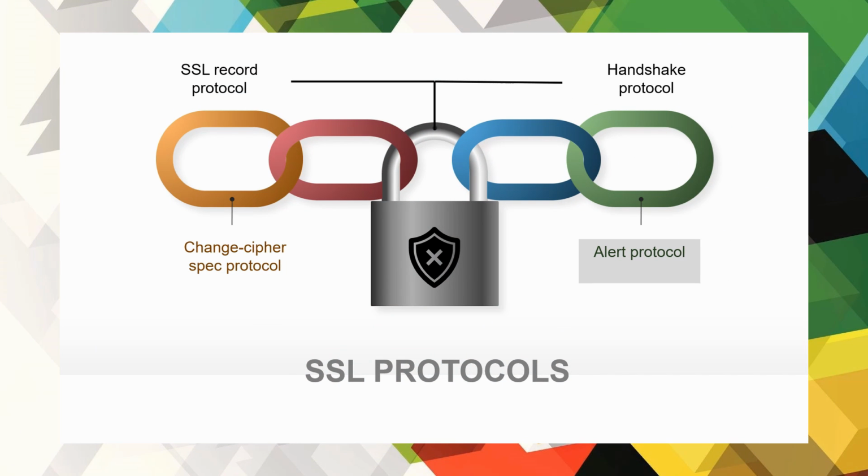Alert protocol. The role of this protocol comes into play when some sort of issue arises in the transfer. This protocol is used to convey the SSL related alerts to its peer entity. That is, if any of the entities detects an error, then it sends it to the other. Each message in this protocol contains 2 bytes. The first byte contains the level and the second byte contains the alert.